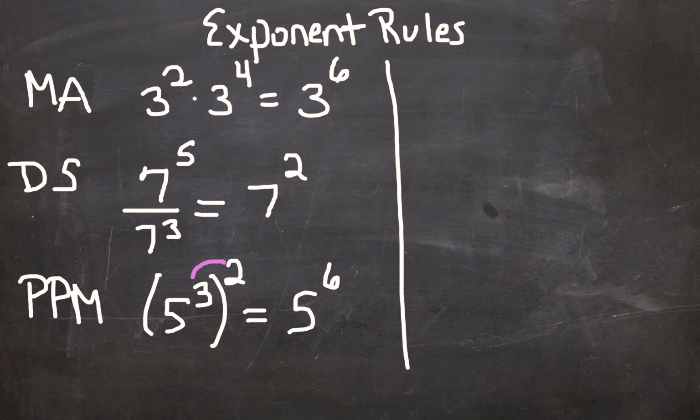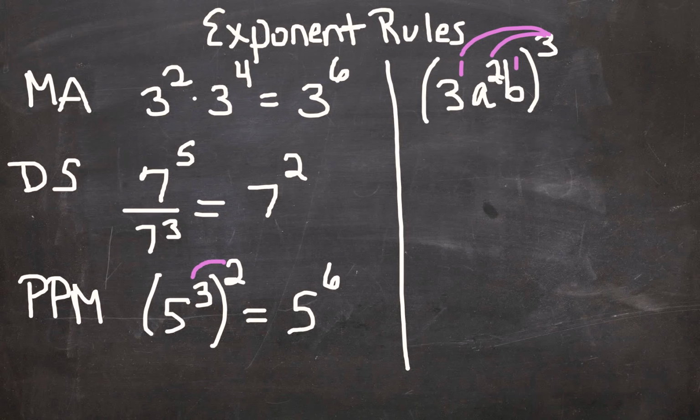Another example of that, I'll go up here to the right. Let's say I had parentheses, 3a squared, b, that's a 2, all of that being cubed. Well, that's a power to a power. 3 actually has a 1. That gets multiplied by the 3. The 2 gets multiplied by the 3. And the b, having a 1, gets multiplied by the 3. The end result being 3 cubed, a to the 6th, b to the 3rd. Remember, power to power, we multiply.